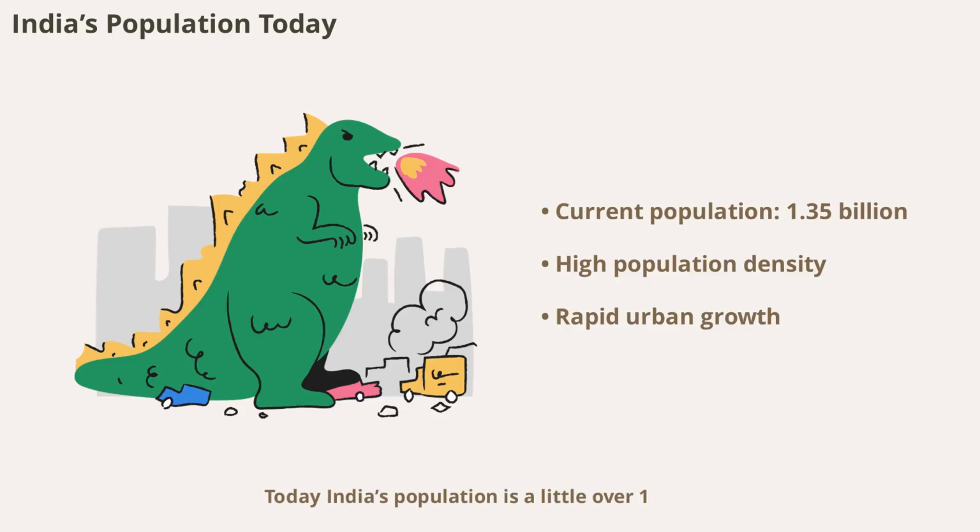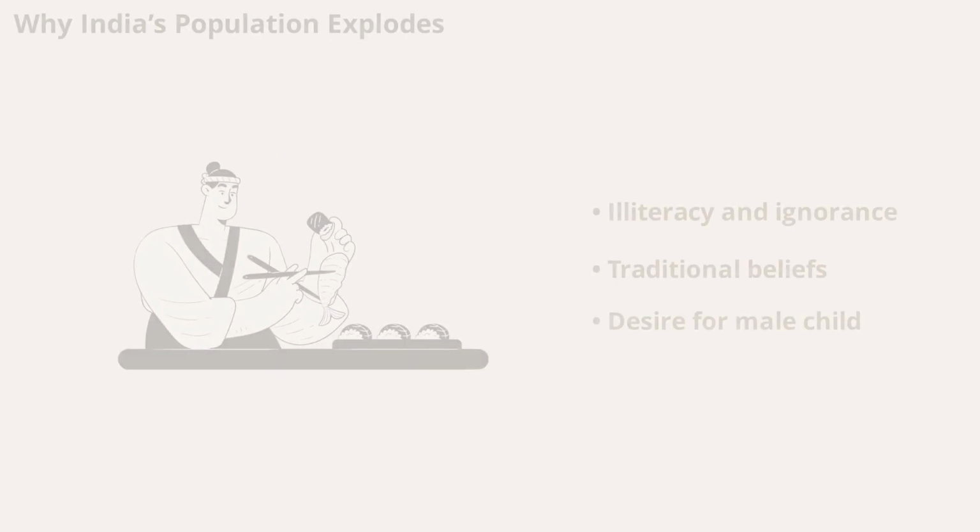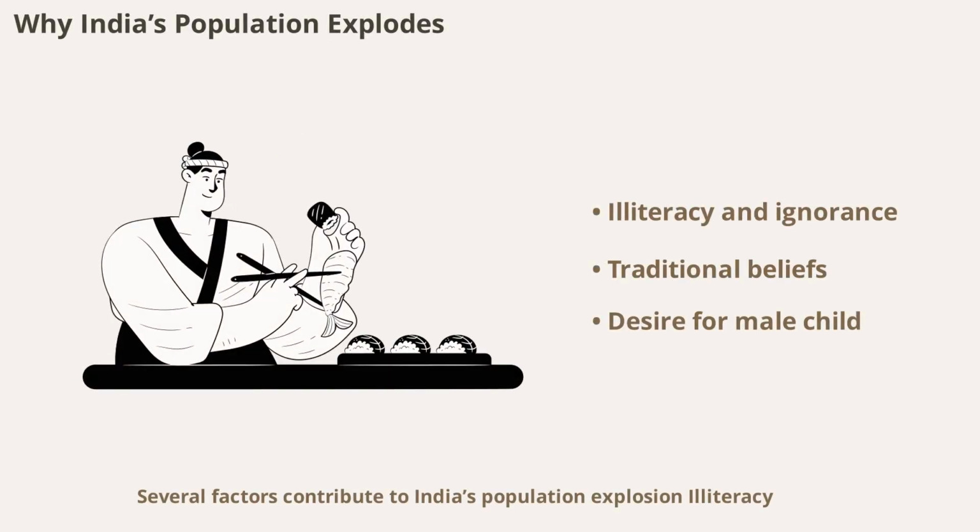Today, India's population is a little over 1.35 billion and continues to grow at a rapid pace. The country is the seventh largest by area and the second most populous in the world. Between 2001 and 2011, India added 181.5 million people, a growth rate of 17.7%. The population density in 2016 was about 445 people per square kilometer, with Delhi and Mumbai being the most populous cities.